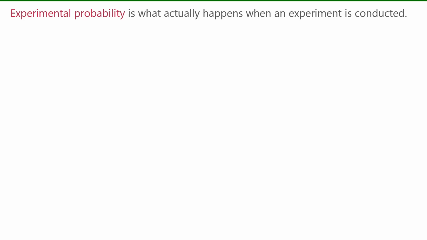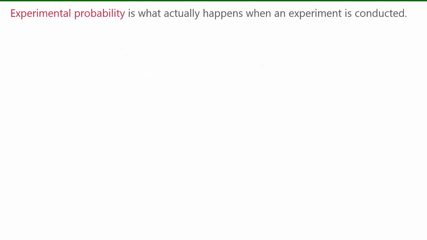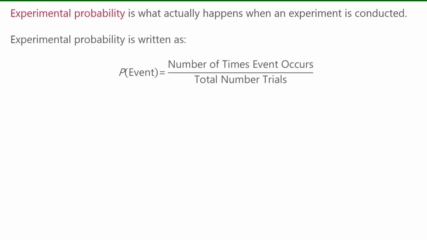For example, I could toss a coin and get tails. I could toss that coin again and get tails again. And I could toss that coin 2 more times and still get tails both times. This is what we call experimental probability. Experimental probability is what actually happens during an experiment. Experimental probability is written as the number of times an event occurs over the total number of trials.